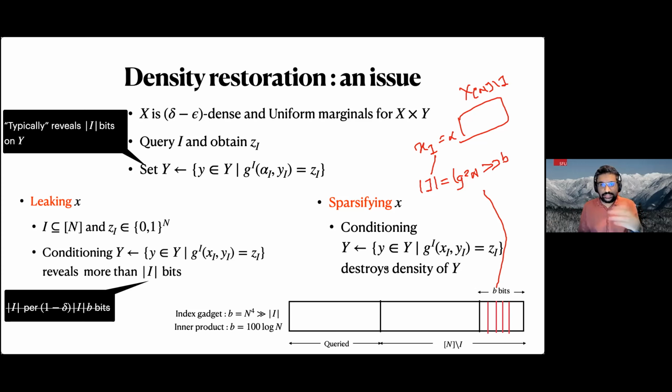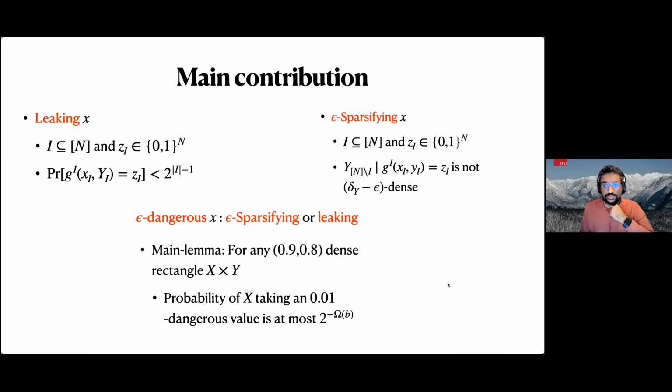We need to make sure that leaking doesn't happen with both inner product and index, because if it's leaking, then we have no way of accounting for query complexity in terms of communication complexity. But once we ensure that query answers only reveal I bits, we still need to do extra work to make sure that there are no sparsifying values in the inner product gadget. For index, you don't have to do this.